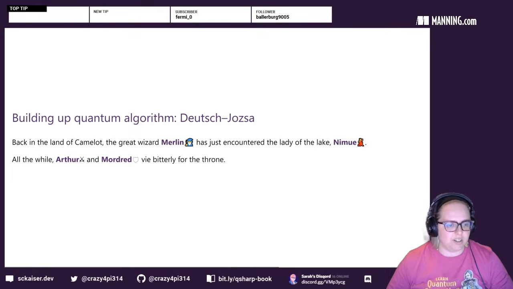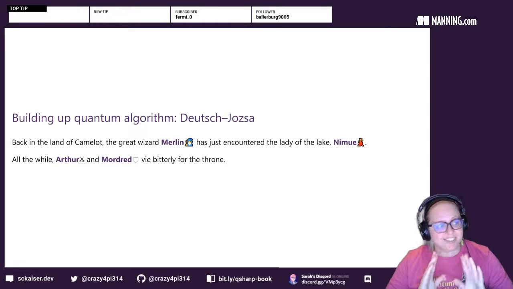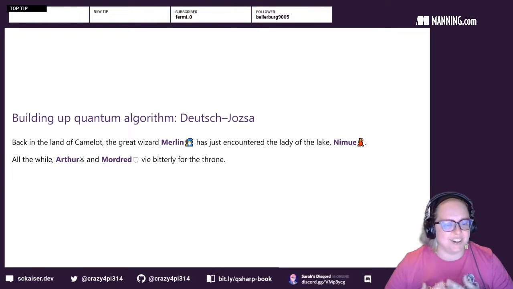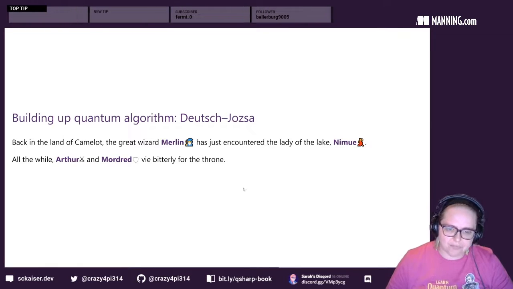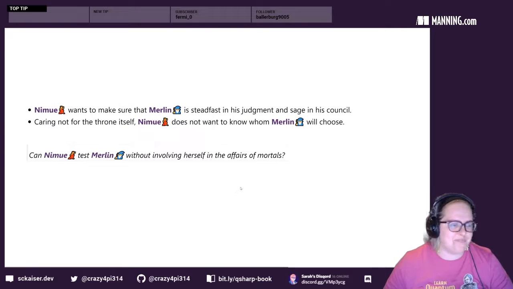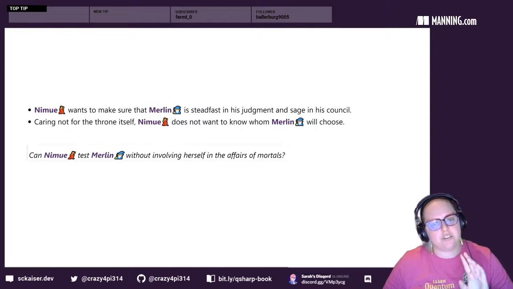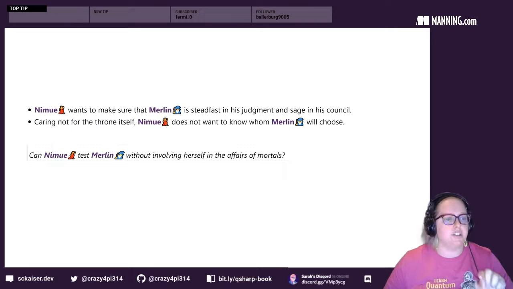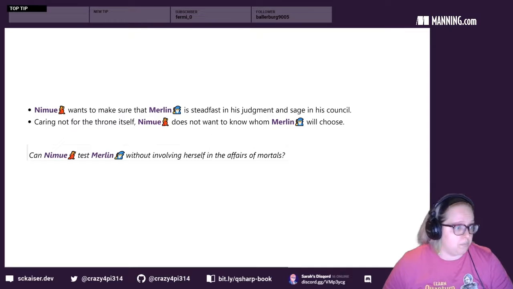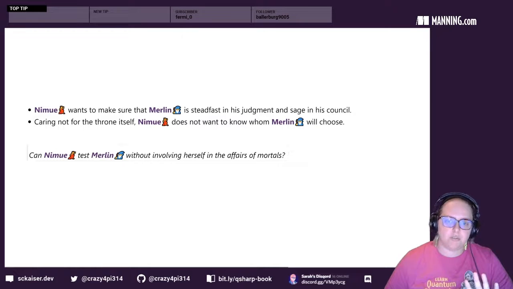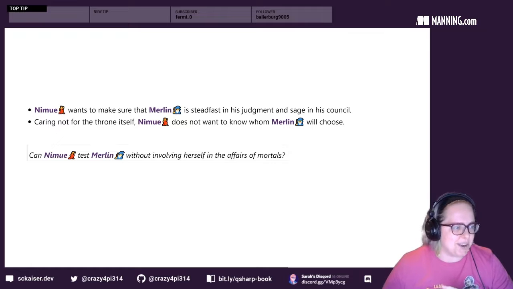And Arthur and Mordred, spoiler alert, King Arthur and Mordred are currently fighting for the throne. Mordred, I think, is Arthur's half-brother. Doesn't matter. They both want to be king. So Nemune, being the Lady of the Lake and being as elegant and aloof as she is, wants to make sure that Merlin is going to be a good counsel for the king. Merlin signed up to mentor whoever the new king is, and is going to pick who he wants to be the next king. Nemune doesn't really care who he picks. She just wants to make sure he's going to do his job.